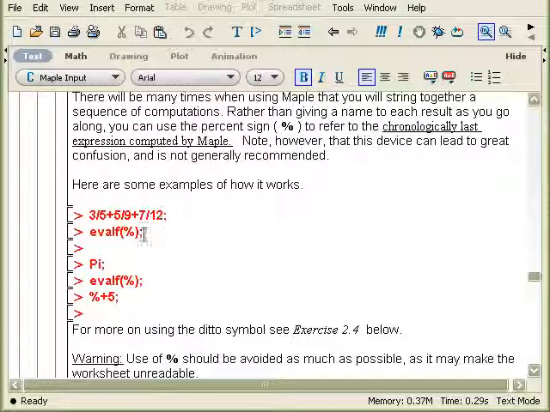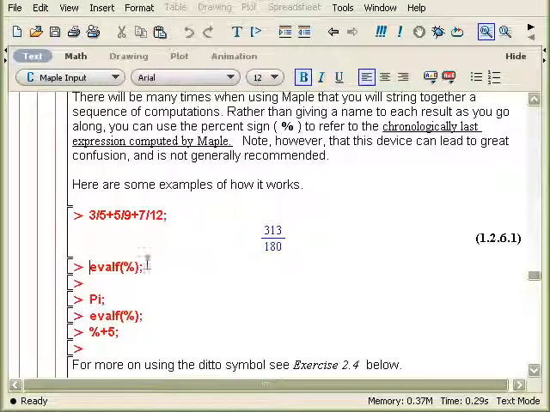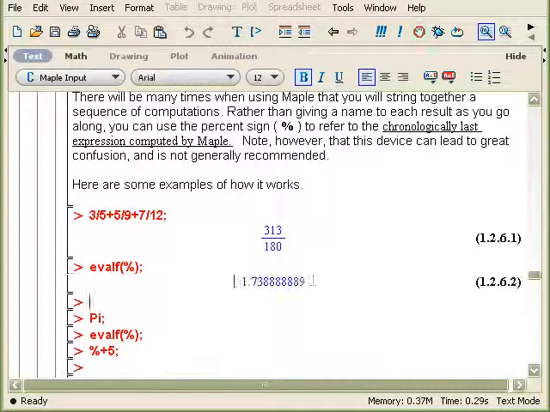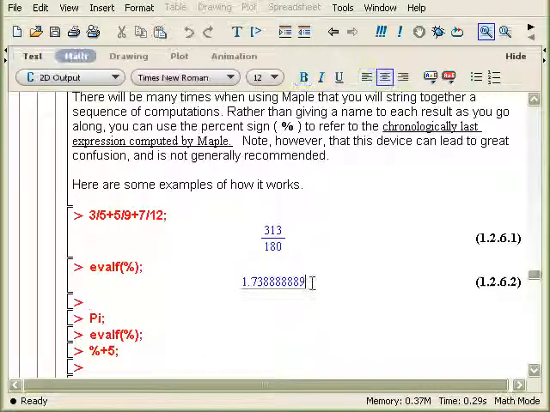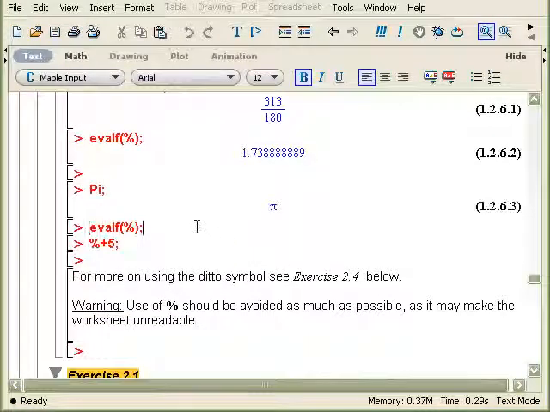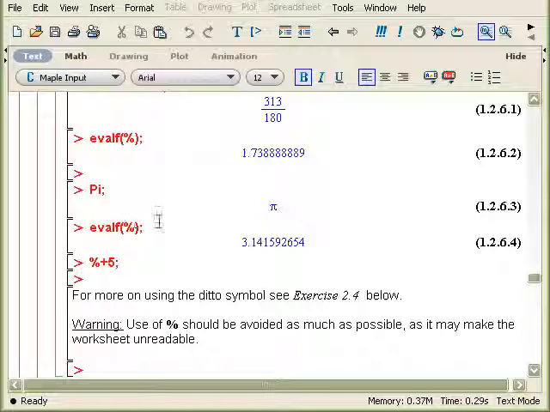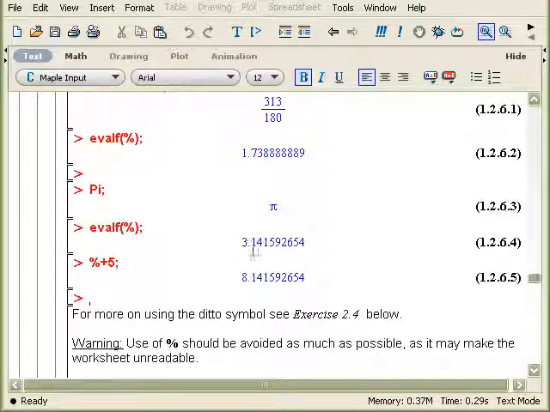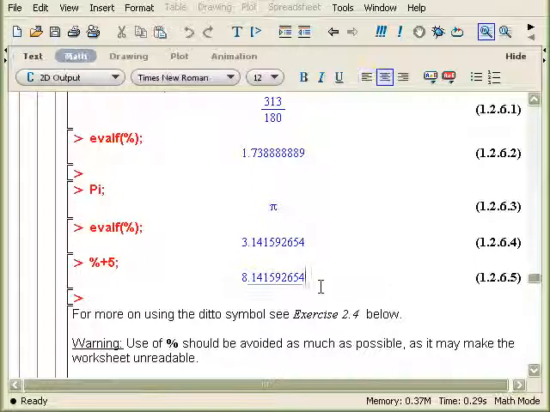Please read this part. You could use percentage notation to refer to the just previous last calculation result. So for example, after you calculate it, the percentage symbol is assigned to this automatically, right? So evalf of percentage will give us the approximation of this number as a digit, right? Decimal notation. So pi is pi, so evalf with the same percentage notation, now it's totally different, right? And plus 5 means just adding 5 in here, like that.